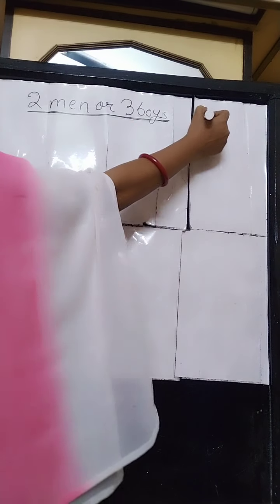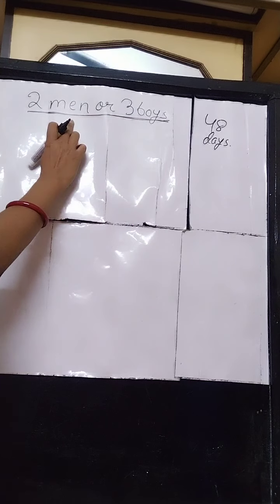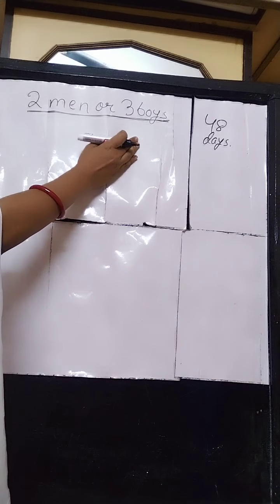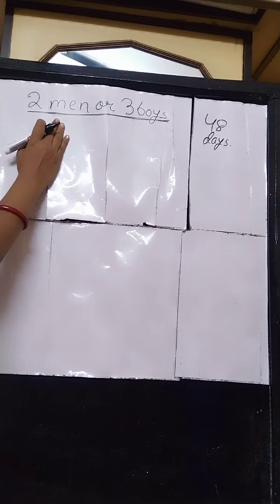But we cannot continue the sum having two units of same kind. Here it is given two men or three boys can complete a work within 48 days. Now, these two units, same kind, we have to convert into one type. Either we have to convert two men into number of boys or number of boys into two men. Here in this sum, we will convert the number of men into boys.